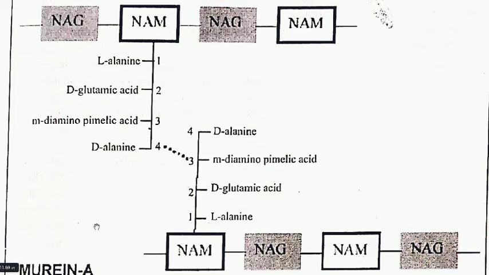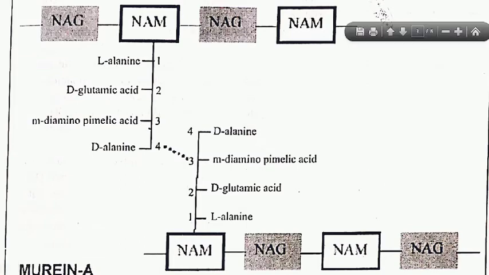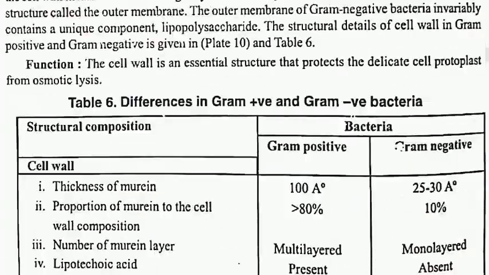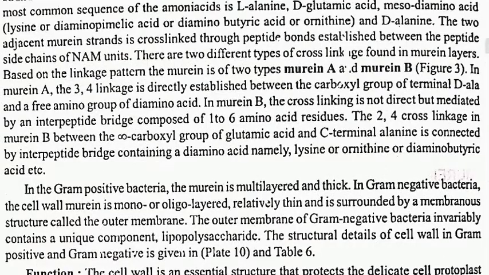Now when we come to murein B, it is different. Here we see that D-glutamic acid, at number 2, gets attached with D-alanine through a diamino acid, that is lysine, ornithine, or diaminobutyric acid. So here are the linkages which differentiate between murein A and murein B. Now I think you have understood this cross-linking very well.